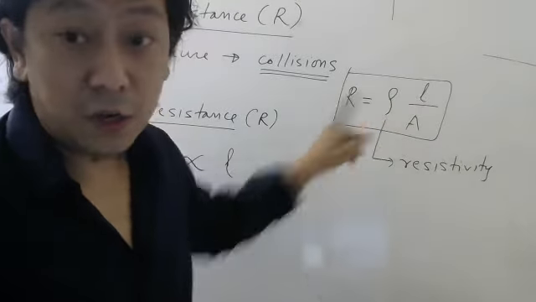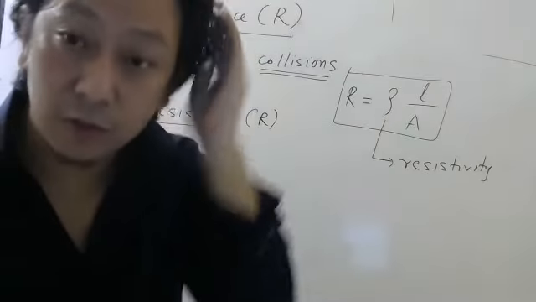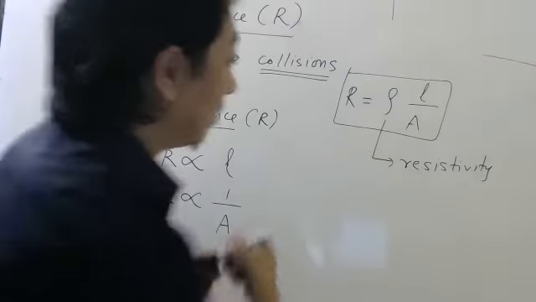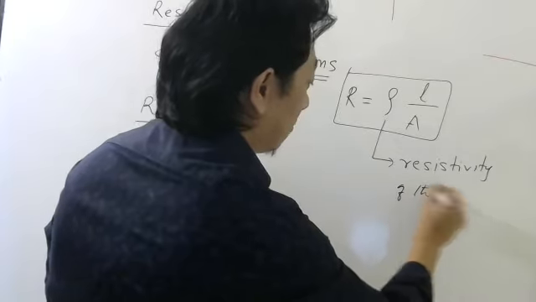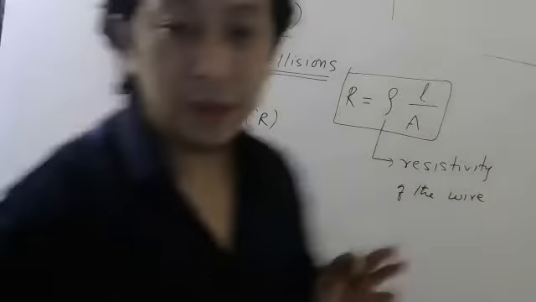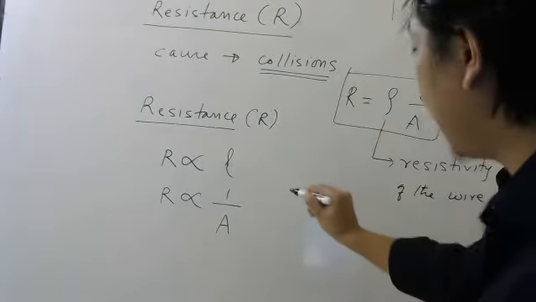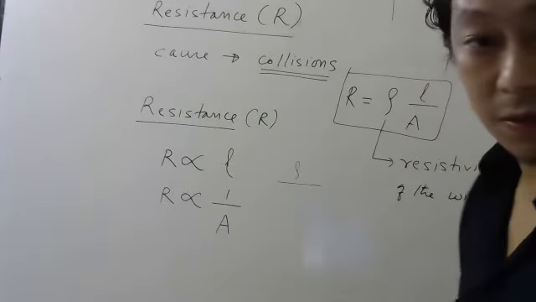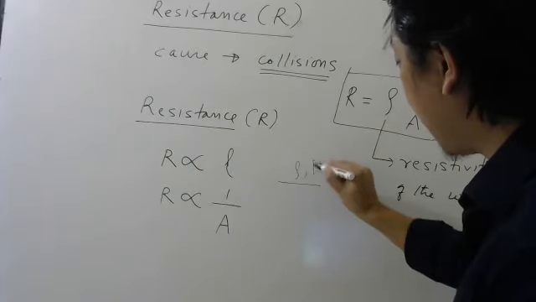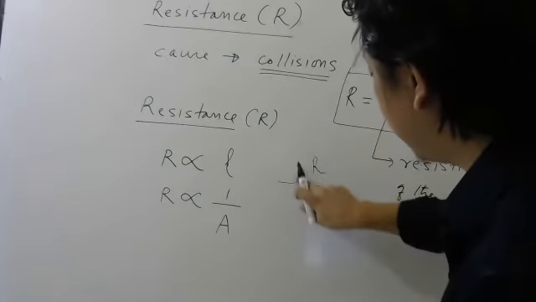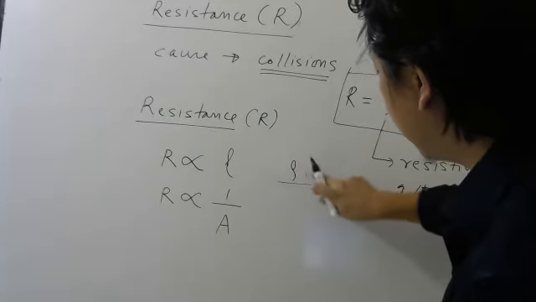Please remember, this is not density. For density also we use this same symbol. Be careful, this is called resistivity of the wire. Okay, now answer this simple question. Suppose I have a wire whose resistivity is rho and resistance is R. Listen carefully. I have a wire whose resistivity is rho, resistance is R.